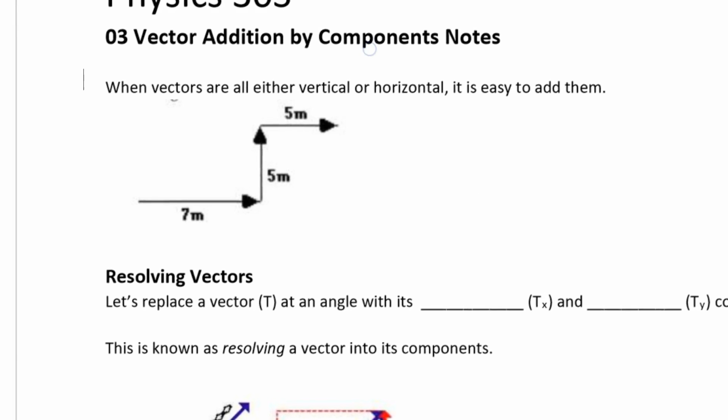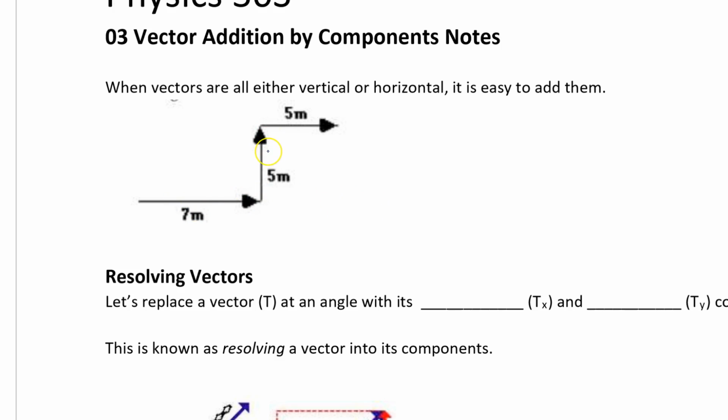So here's an example. When vectors are all either vertical or horizontal, it is easy to add them. They're already in that head to tail kind of method. They're already arranged that way, so my resultant would actually start here and end way over there, which looks a little crazy.